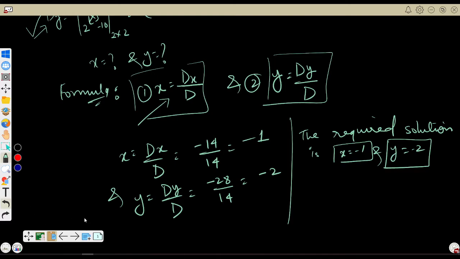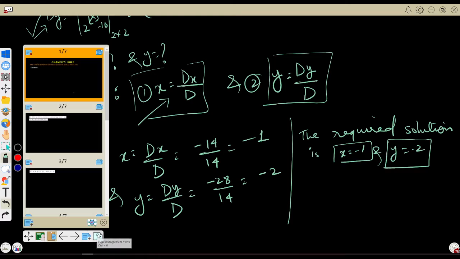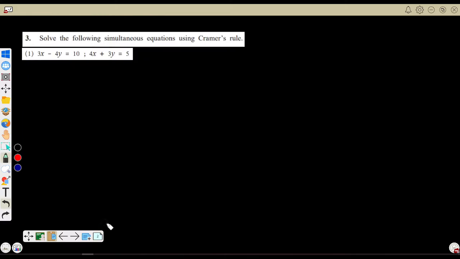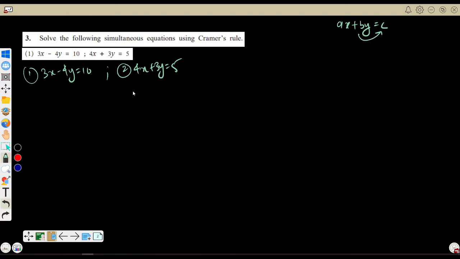Now we will move on and solve the questions from your practice set, that is 1.3. Again here in this case I have simultaneous equations. I'll copy the equations for you. The first equation is 3x minus 4y is equal to 10, and the second equation is 4x plus 3y is equal to 5. Now the first condition was the equation should be written in the format ax plus by is equal to c. We need to make sure that the constant is on the right hand side. If you observe the given equations, the constants are already on the right hand side, so we don't have to make any changes.